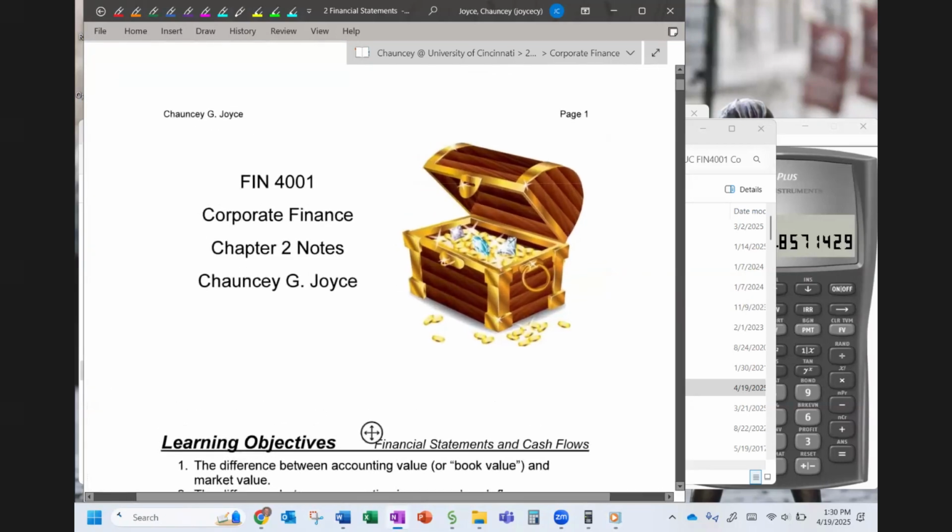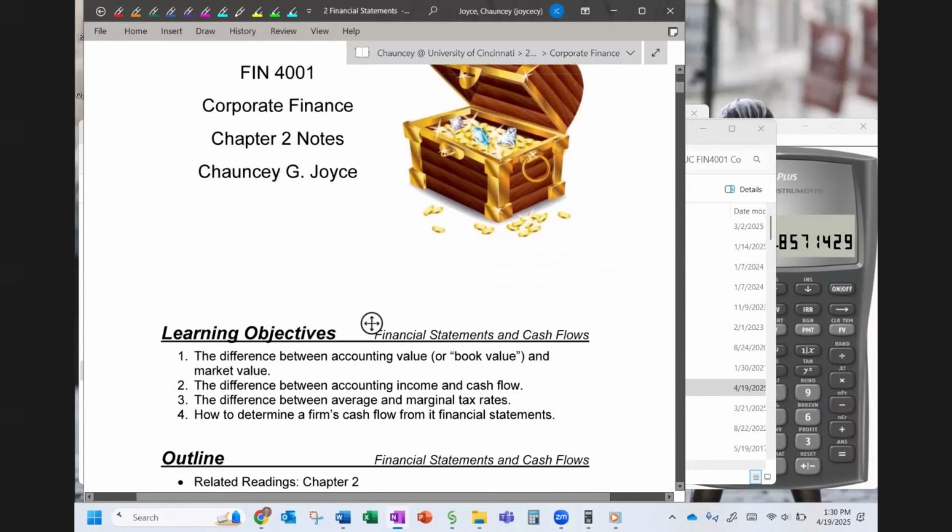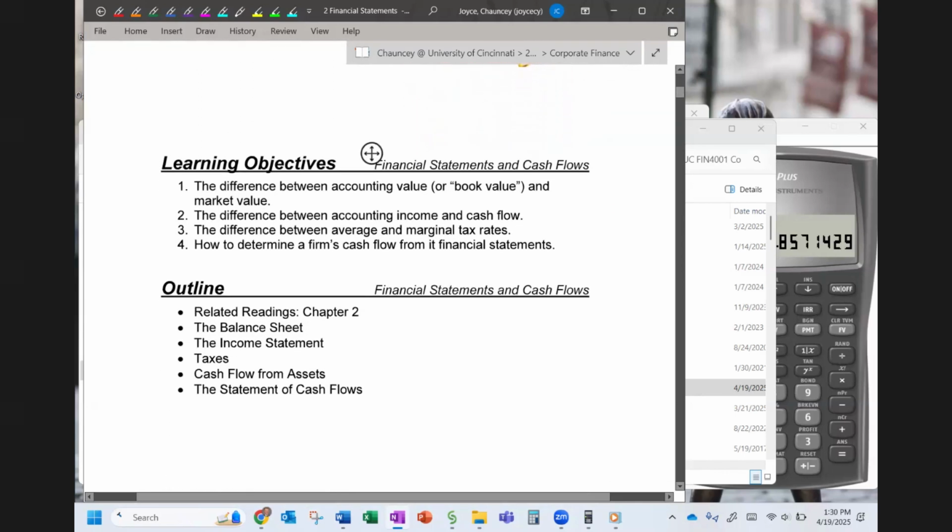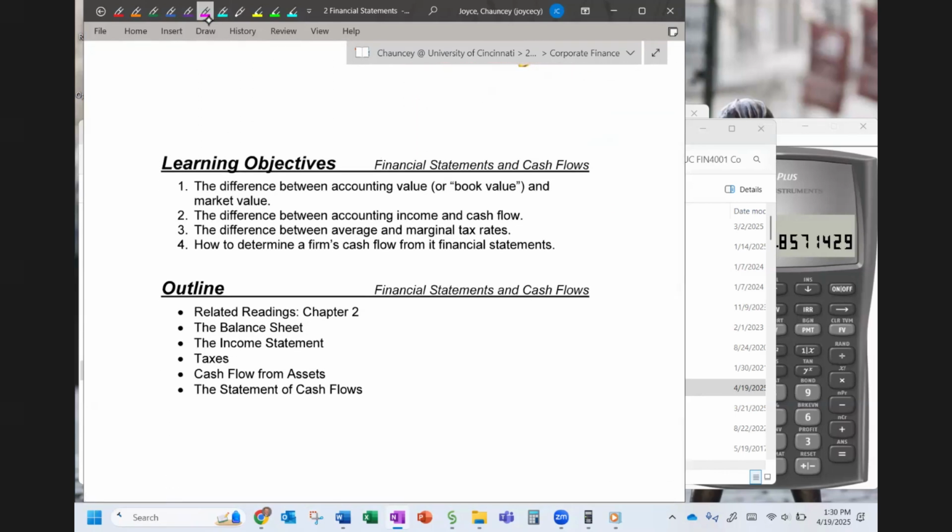Let's take a look at our learning objectives. We're going to find out the difference between accounting values or book values and market value, the difference between accounting income and cash flow, the difference between average and marginal tax rates, and lastly, how to determine a firm's cash flow from its financial statements.